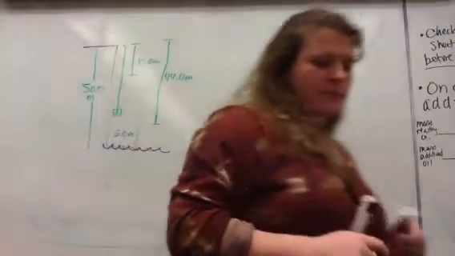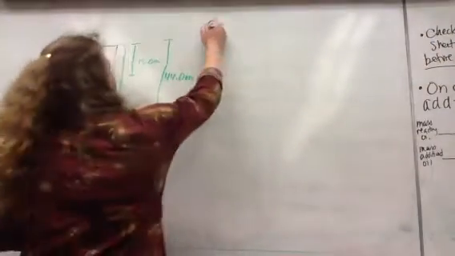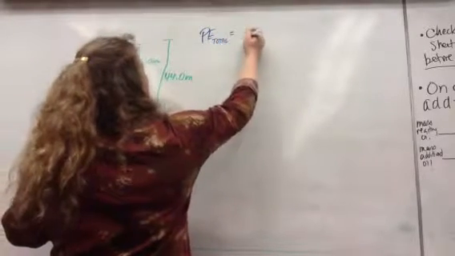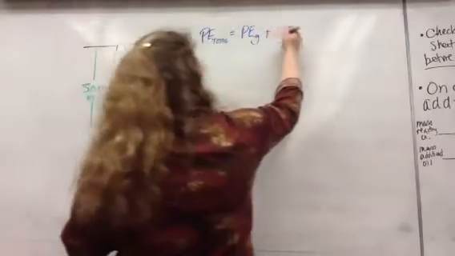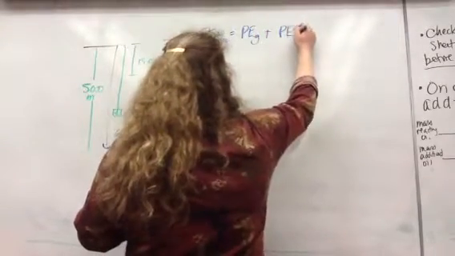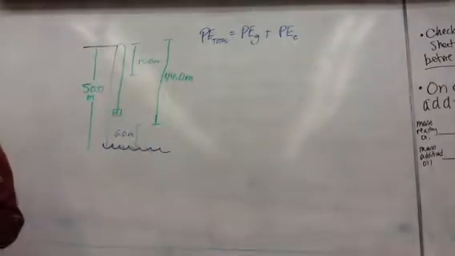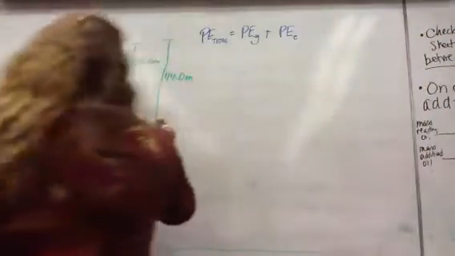Okay. So the first thing we want to do is write this equation. Total potential energy is equal to the potential energy due to gravity and potential energy elastic, right? And we're concerned with the moment that he is here.